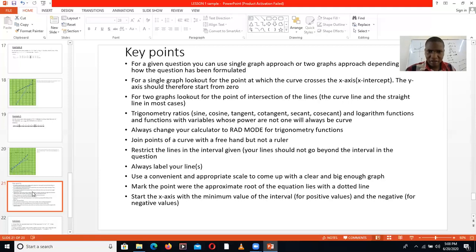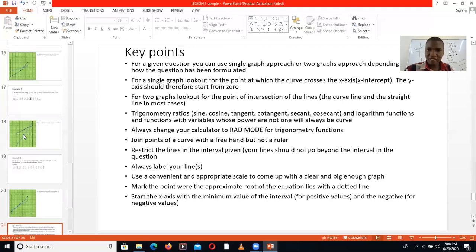Then start the x-axis with the minimum value of the interval. Yes. If they say interval 0, 1, your x-axis should start from 0. If they say interval 1.2 to 1.3, your x-axis should start from 1.2. That is for positive values. If they are negative, of course, the x-axis should start from the maximum value. Look at this case.